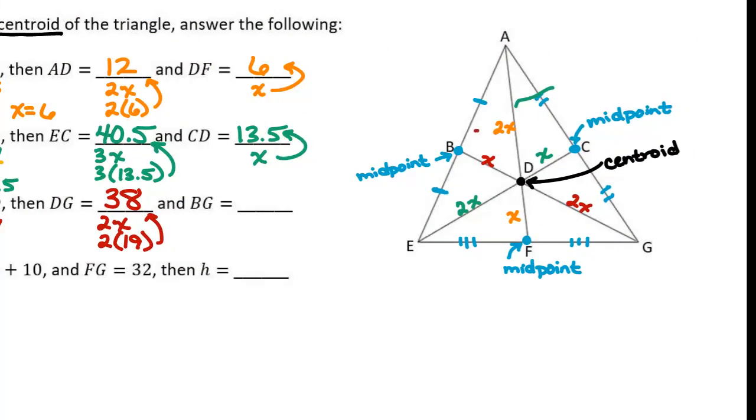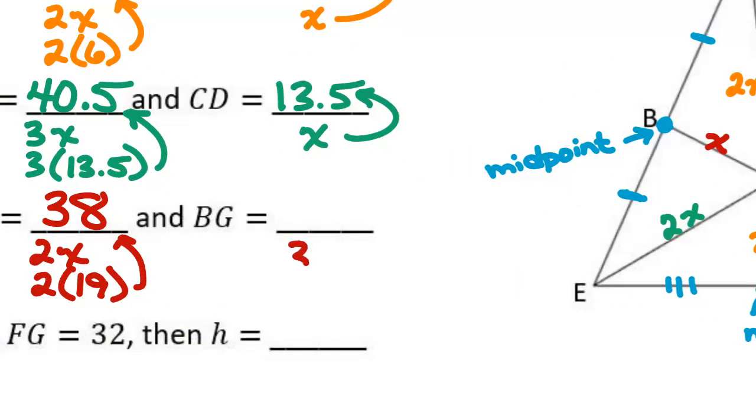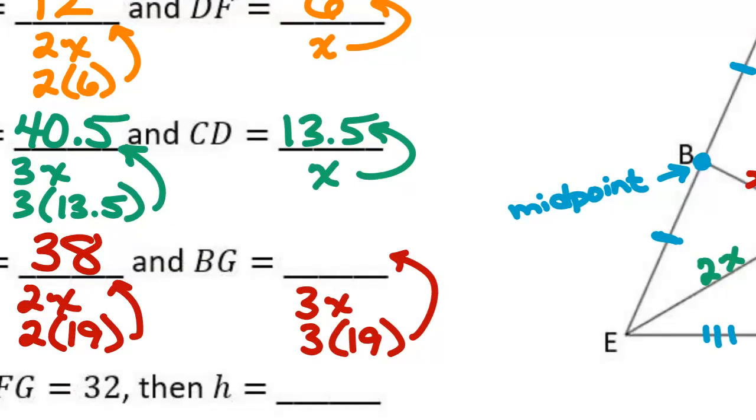And then BG would be this right here. X, 2x, or 3x? 3x. So we're going to do 3 times 19. What is 3 times 19? 57.